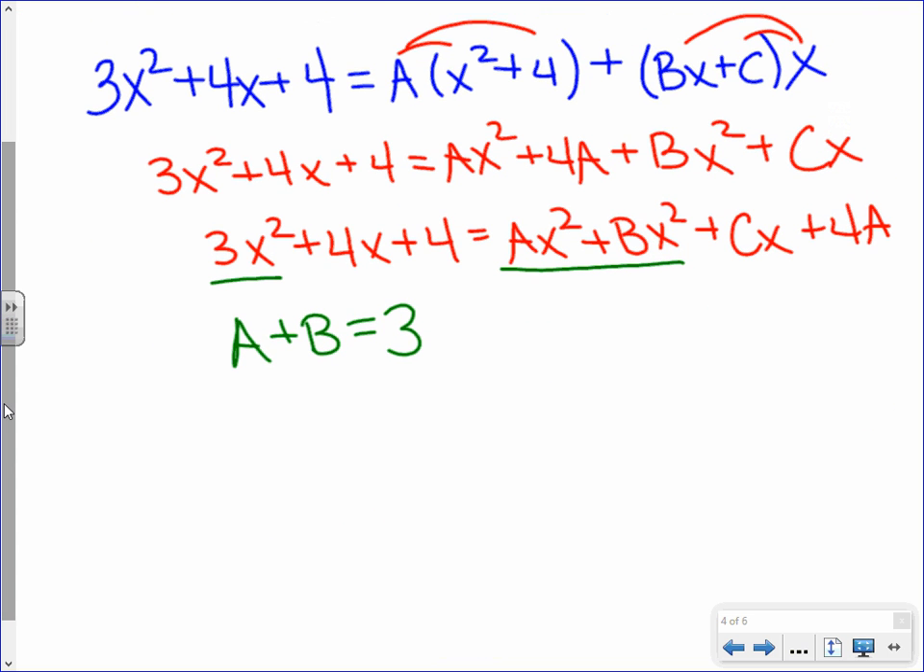Okay, what about 4x? Has to be cx. What is c? c has to be 4. This way looks so much easier than the other. What about our constant? 4 has to equal 4a.